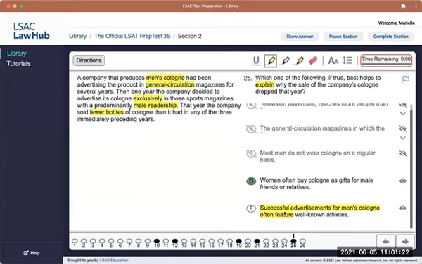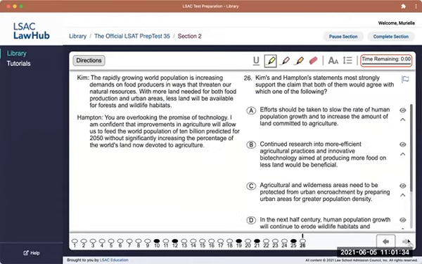So this doesn't help explain why there was a drop for athletic or sports magazines. So that one would be out as well. And D is the correct answer. Okay.